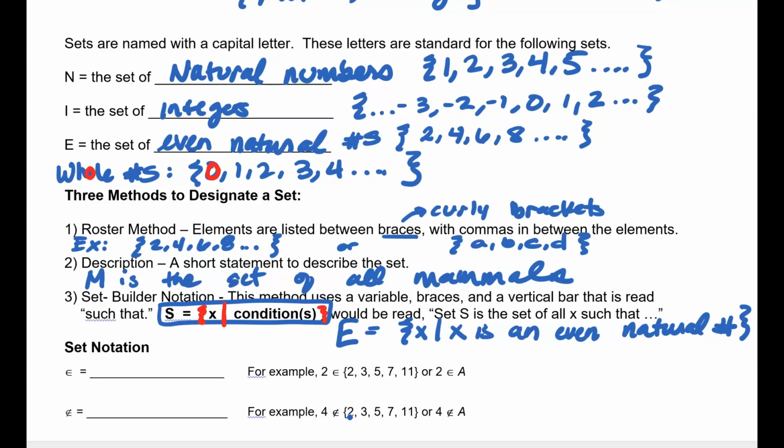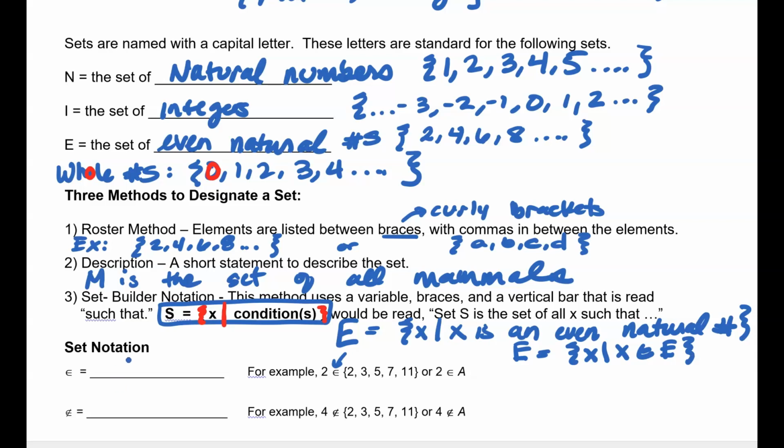You could also use shorthand notation like you see down here with this symbol, which means is an element of. We could also say E equals all values of X such that X is an element of E, which means the even natural numbers.